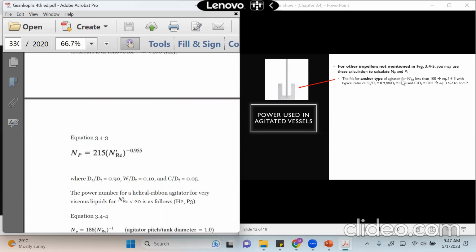So when you use the paddle anchor type like this, you can find the NRE agitation first. And after that, put the value of NRE agitation here in the equation 3. And you can find the NP. But make sure that the NRE agitation that you put here is less than 100. If it's higher than 100, can I use this equation? No, you cannot. But if your NRE agitation is less than 100, then you can use this equation 3.